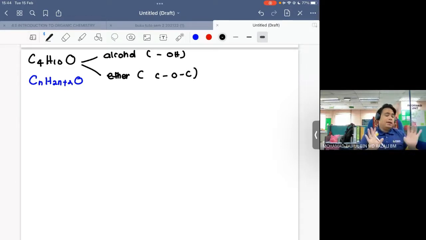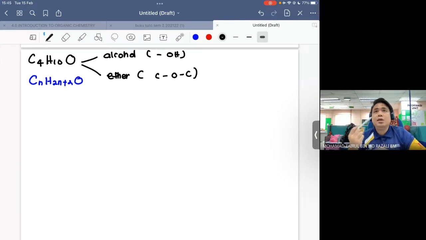Okay, now let's say the question asks you to draw all possible structural isomer, okay, and take the relationship between those isomer. Okay, so selalu kalau soalan macam ni, after saya draw satu structure, saya akan nomborkan dia. Okay, kita tahu C4H10O ni can be either alcohol or ether. So tapi kita draw satu-satu lah.